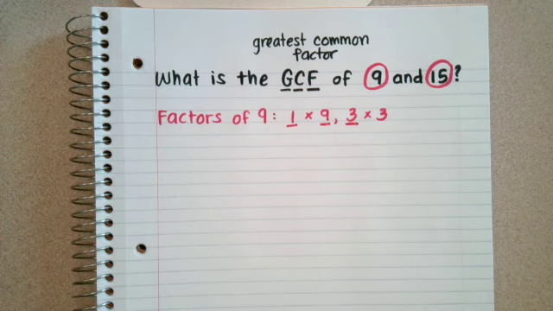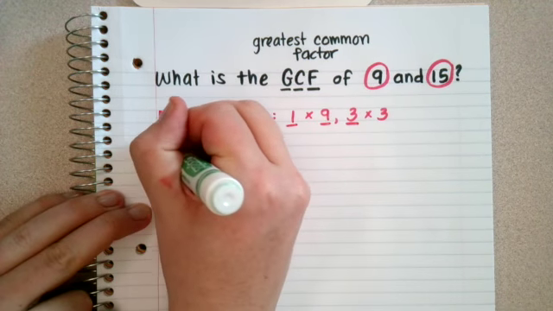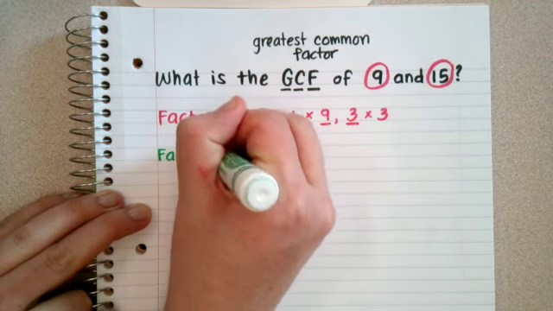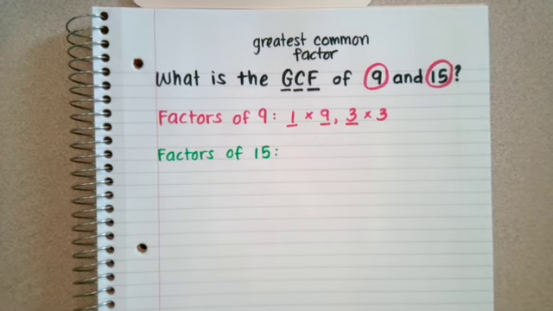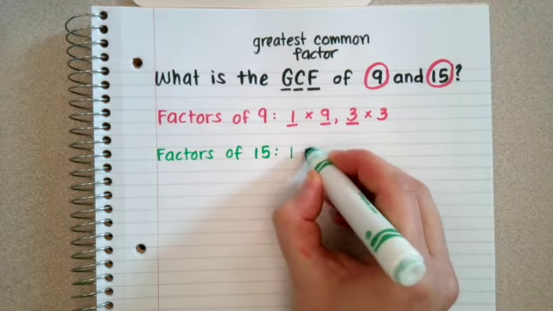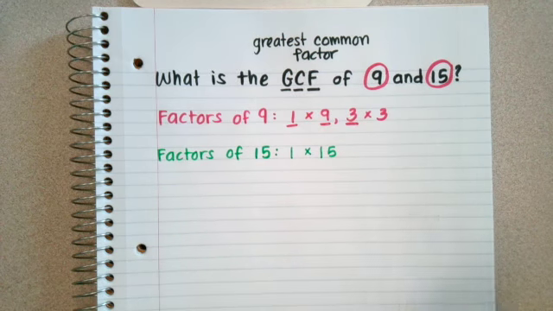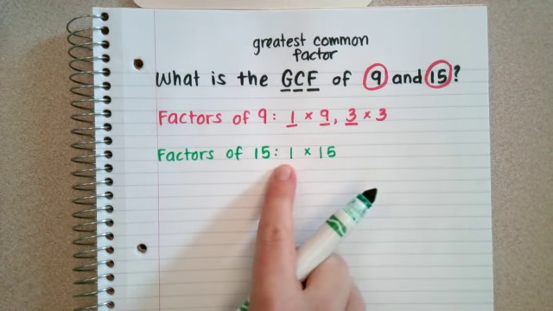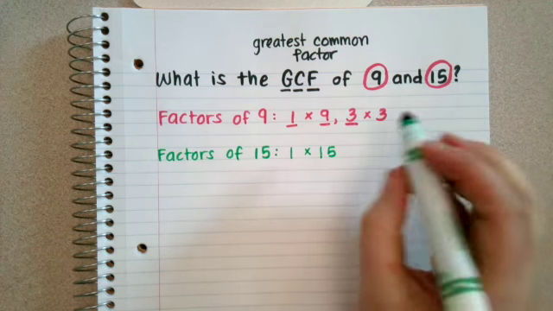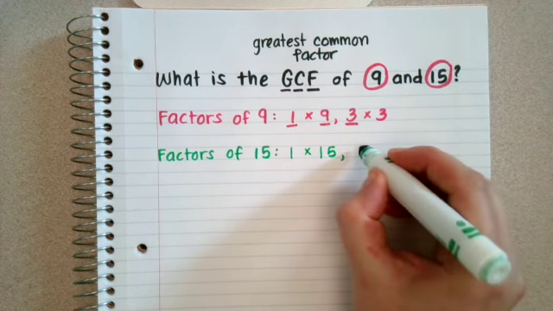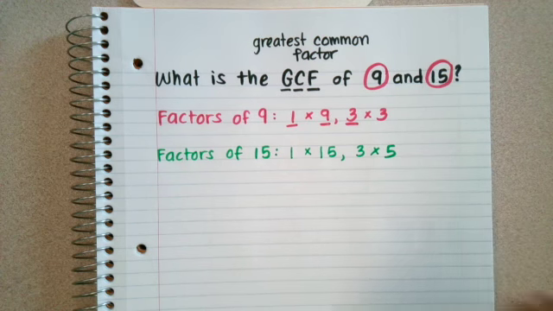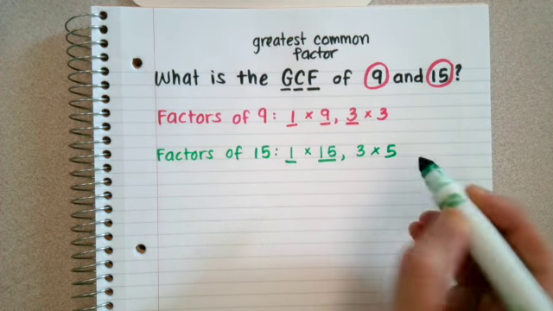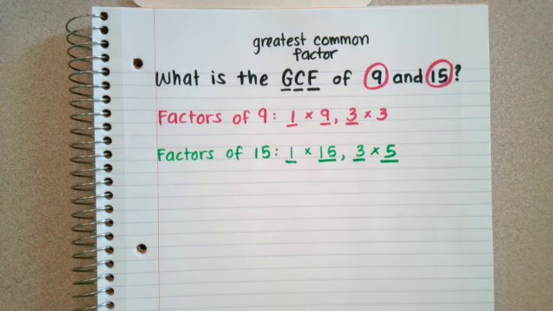So now let's find the factors of 15. So I always start with 1 times that number because that is always going to be a factor of a number. 1 times 15 and 3 times 5. So the factors of 15 are 1, 15, 3, and 5.